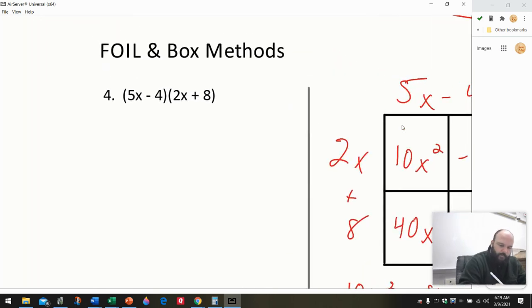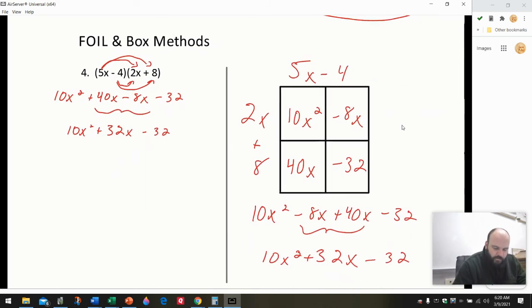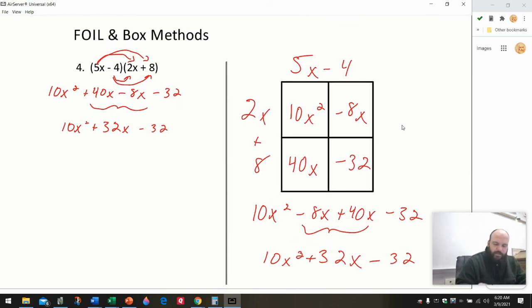Now the FOIL method, 5x times 2x gives me 10x squared. So first. Now the outer terms, 5x times 8 gives me 40x. Then the inner term, negative 4 times 2x is negative 8x. And then last term, negative 4 times 8 is negative 32. The two center terms are the like terms. 40x minus 8x, that's 32x. Then 10x squared drops. And there you go. So we have 10x squared plus 32x minus 32.